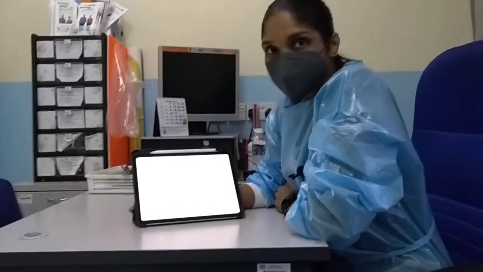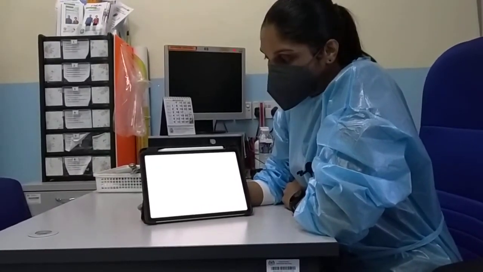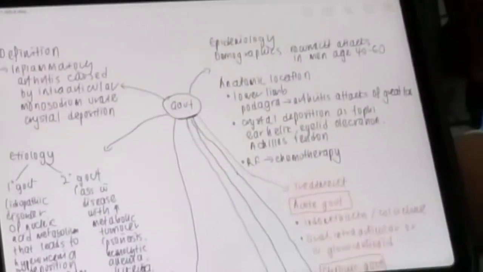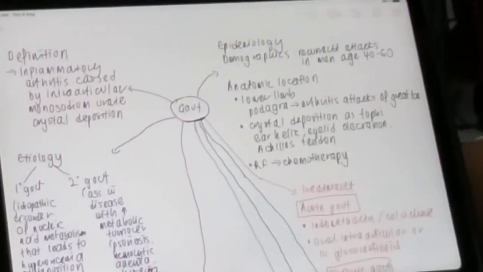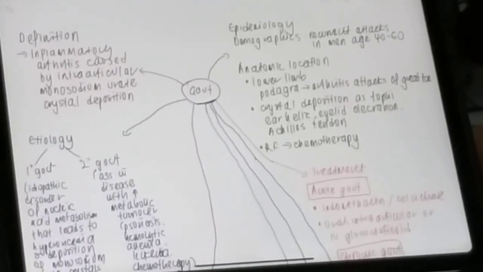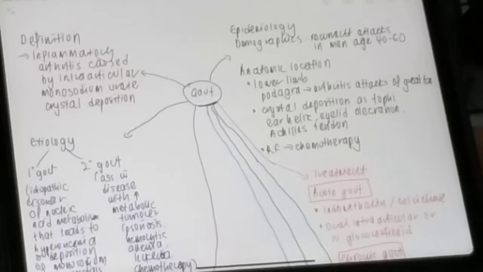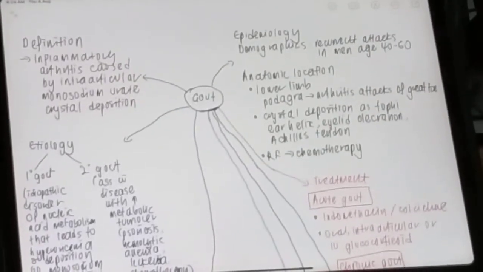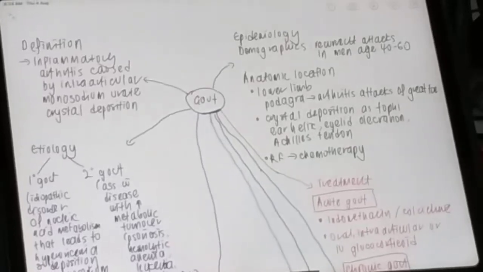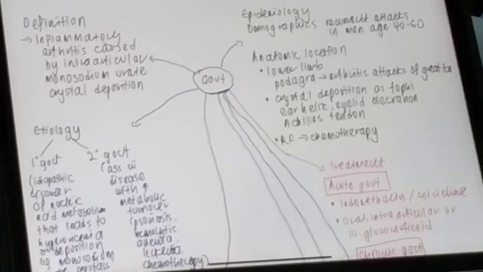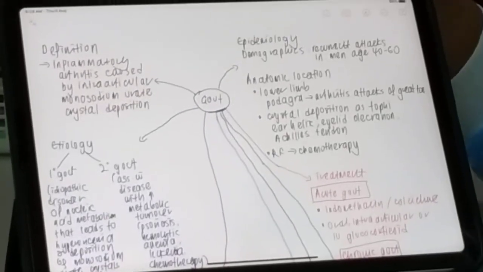Okay, good morning. Today I'm going to present on gout. I will start with the definition first. So what is gout? It's an inflammatory arthritis caused by intra-articular monosodium urate crystal deposition. Definition-wise, it's a hyperuricemia that leads to crystal deposition. The specific crystal for gout is monosodium urate.